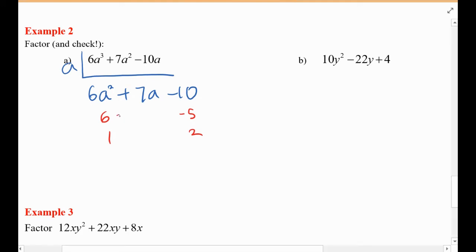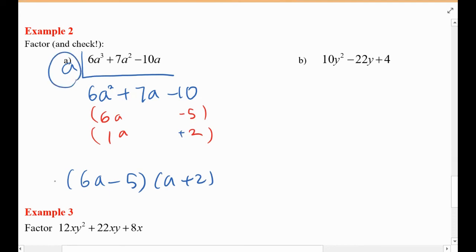Okay, I'm going to write A and A here, bracket here. So the answer will be 6A minus 5 and A plus 2. So plus is here, all right? And don't forget the GCF in front of the bracket. So you have to write the GCF.